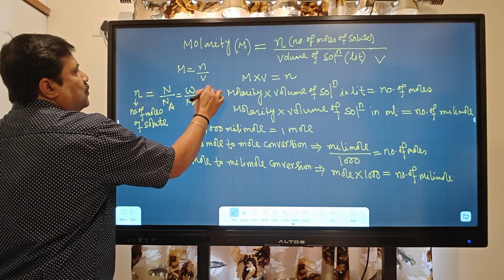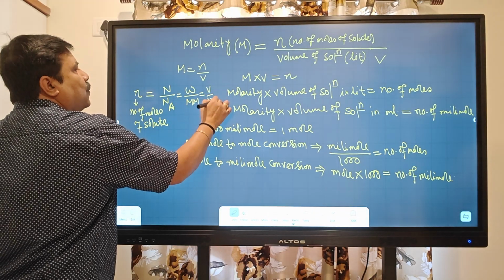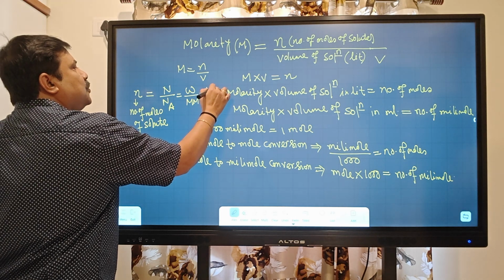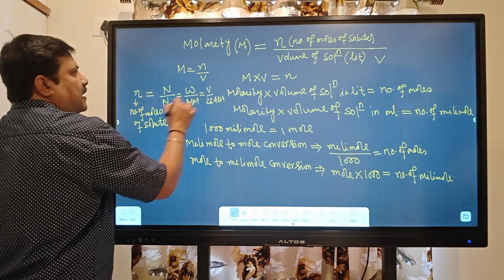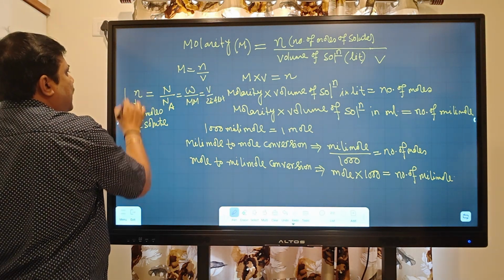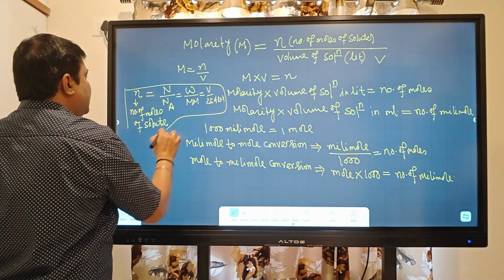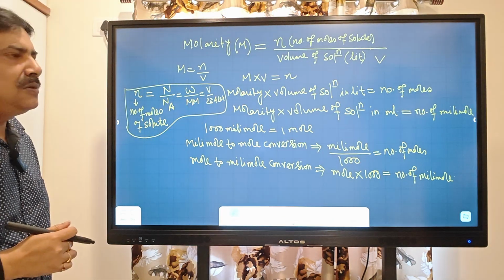In terms of volume, given volume divided by 22.4 liters. This volume also should be in liters. Here this is gram, this is gram. So this way we can easily find out the number of moles. These are the ways we will find out the number of moles.